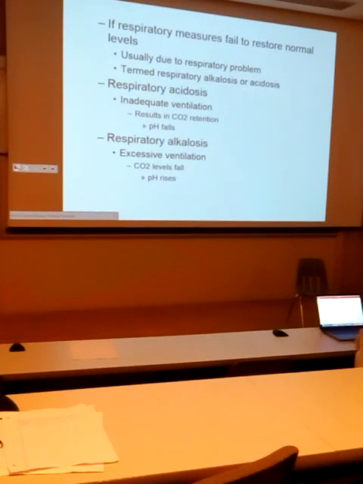Inadequate ventilation results in CO2 retention and pH falls. If somebody has a respiratory alkalosis, this means they have an alkalosis because they're breathing faster than they should be. This would be like somebody who has a lot of anxiety, has a panic attack, starts breathing very heavily, CO2 levels will fall, and their pH will rise.